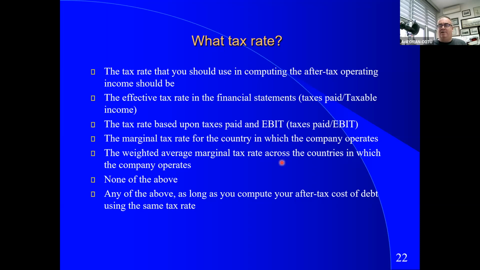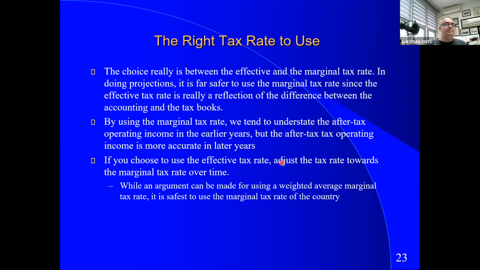And you may be able to get numbers for these. Some accounting, auditing companies give you these, or in Turkey, you might look up what is the rate, and it typically will be increasing from country to country. So take a look at these. Yes. So the choice is, should I use the effective or the marginal in my projections?